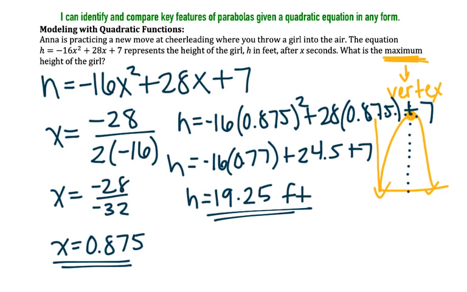Another thing that I could ask you about this equation is, what was the starting height of the girl? Well, we know the starting amount is at 0 seconds, so that would be our y-intercept. So in this case, we would also be able to say that the girl started 7 feet off the ground and then was tossed into the air, made it up to 19.25 feet, and then came back down.